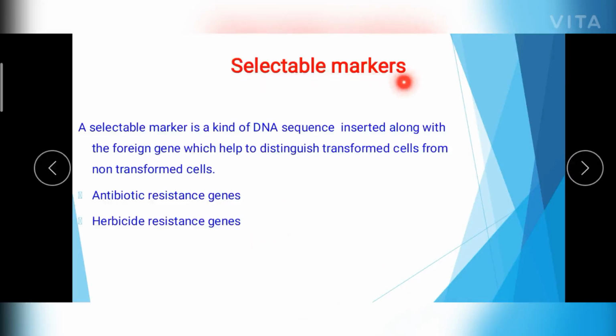So first, coming to the first type, selectable marker genes. A selectable marker gene is a kind of DNA sequence which is inserted along with the foreign gene, and it helps in distinguishing the transformed cells from that of the non-transformed cells. Here two types of examples are taken. One is the antibiotic resistance gene and another one is the herbicide resistant gene.